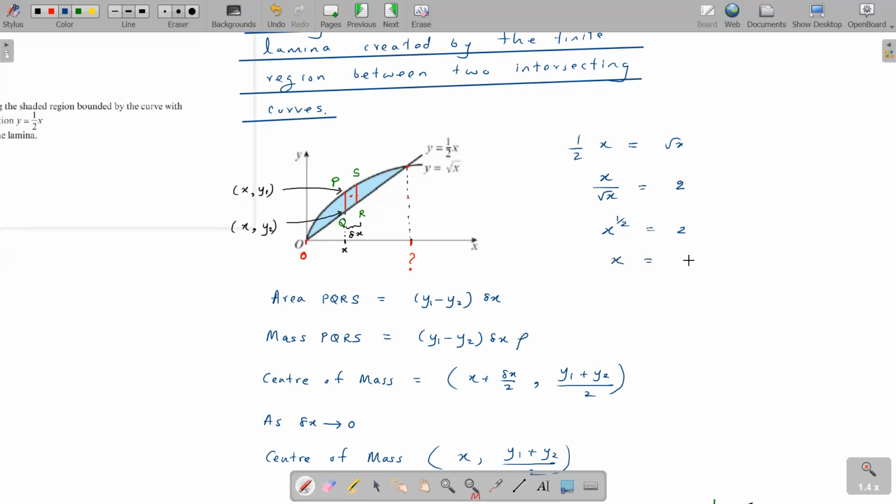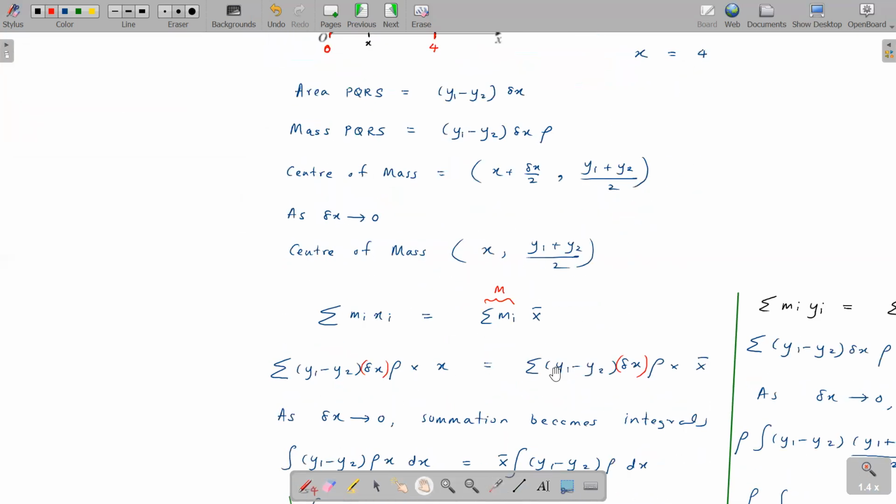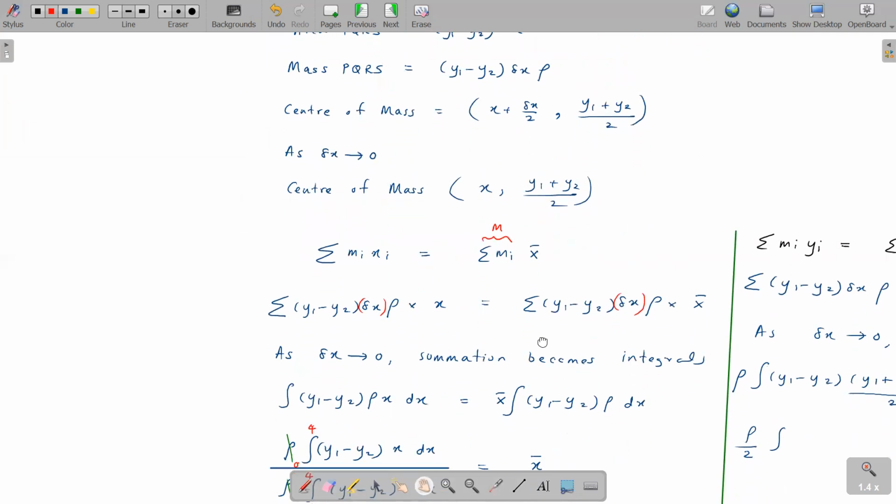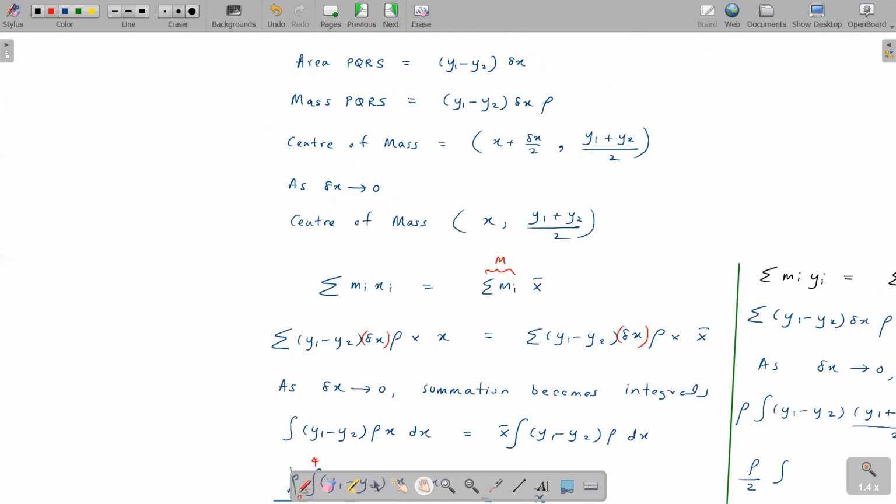And then removing the power half by squaring. So you square both sides and this becomes 2 to the power 2, which is 4. Great. Then x becomes 4, which means the place where we end, where we apply the integration limits, or the summation, starts from 0 and ends at 4. All right, guys. So over here we apply the summation limit from 0 to 4.